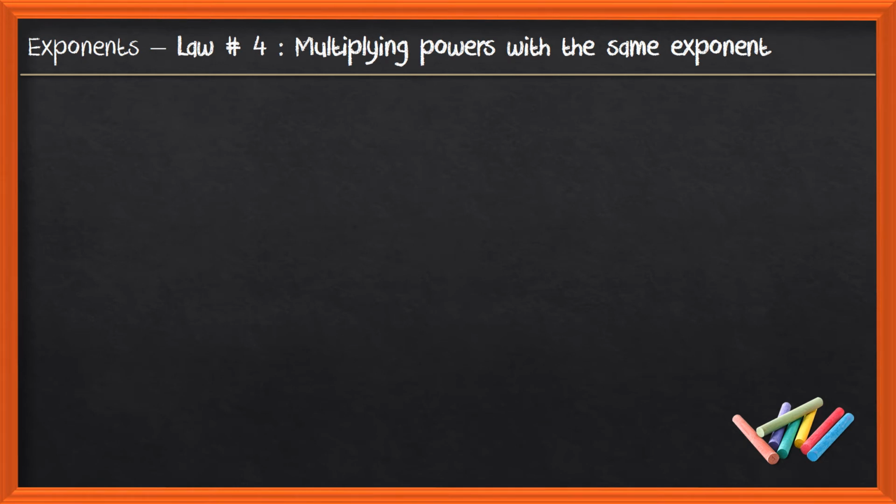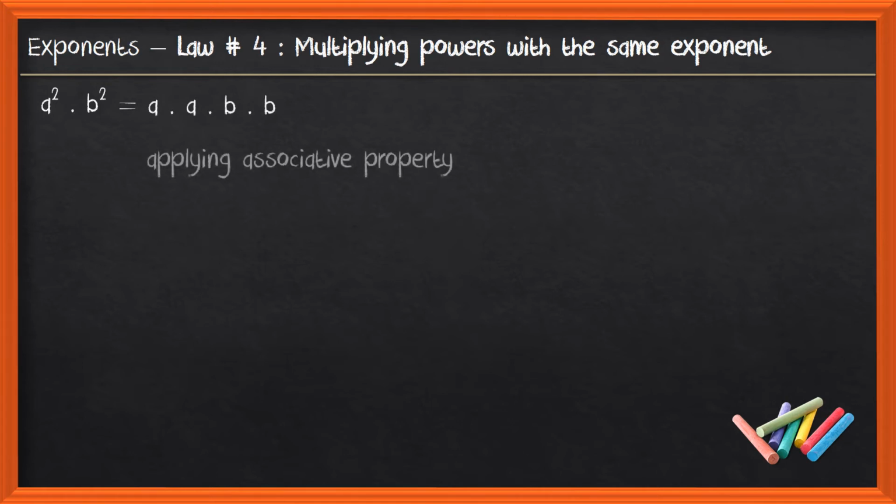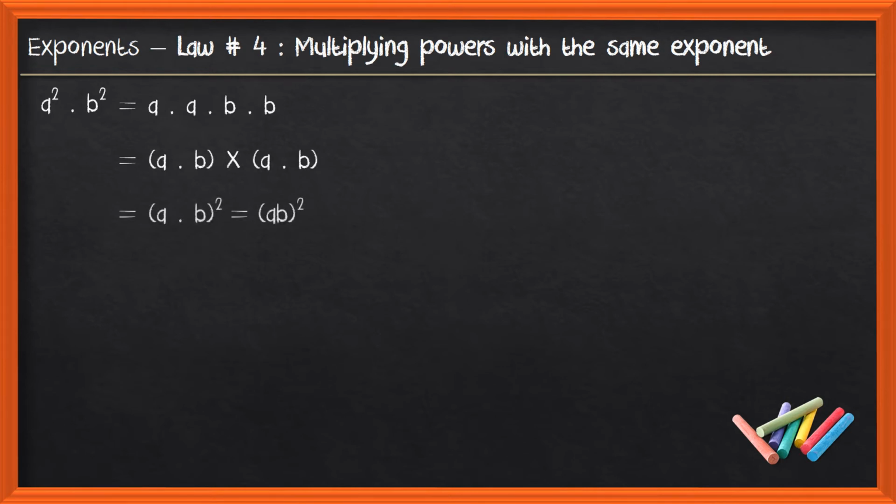Let's cross-verify this with the help of another example. a square times b square is equal to a times a times b times b. Once again, we can apply associative property and this can be regrouped and multiplied as a times b times a times b, which would be equal to a times b the whole square. Once again, we see that we get the same result by simply multiplying the bases. That is, a square times b square is equal to ab the whole square.